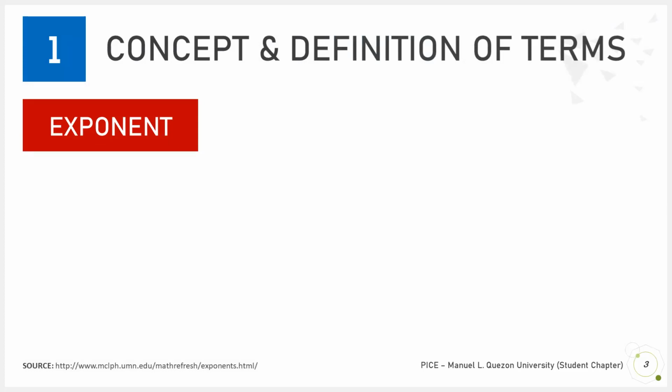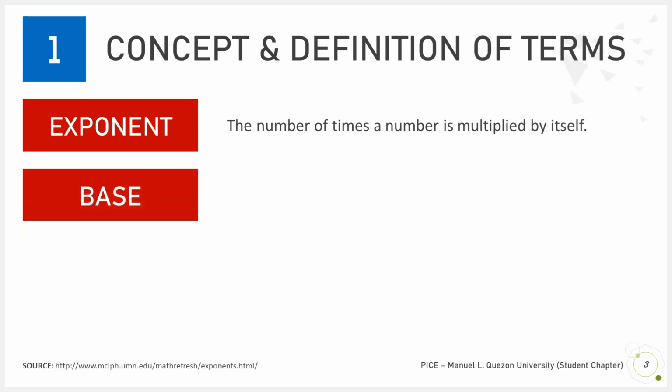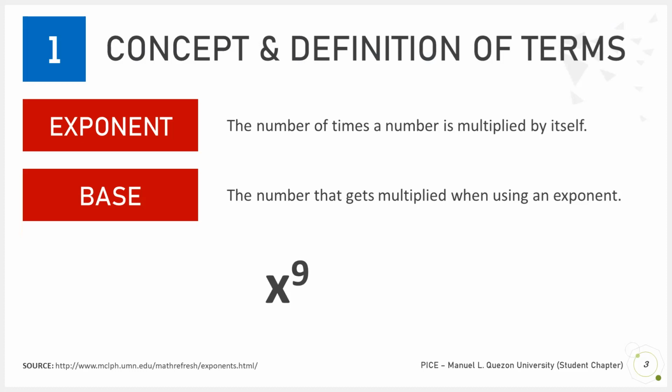So exponent. Exponent is defined as the number of times a number is multiplied by itself. Next is base. Base is the number that gets multiplied when using an exponent. So for example, we have here x raised to 9. So x is what we call the base and 9 is what we call the exponent.